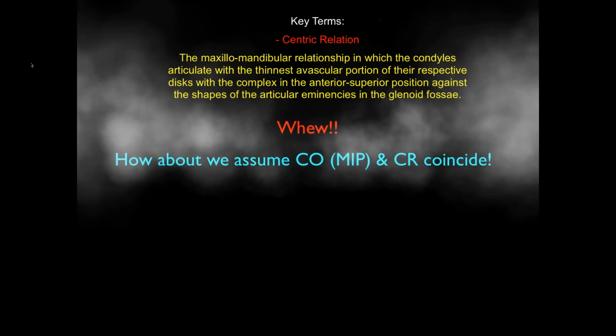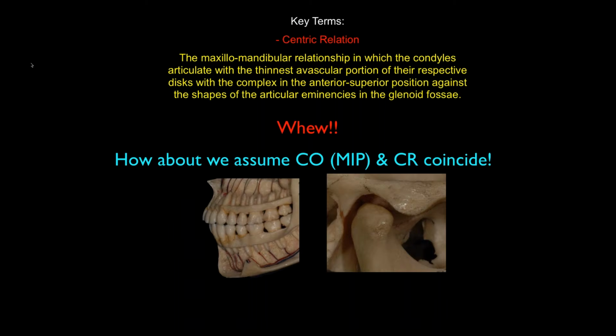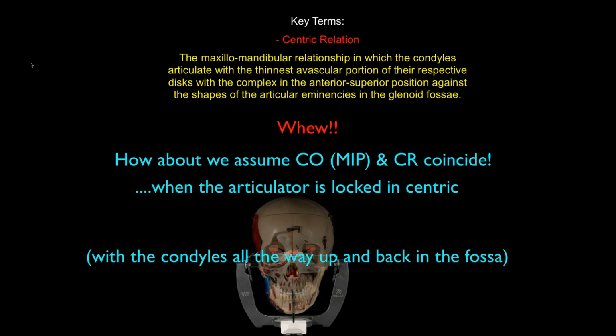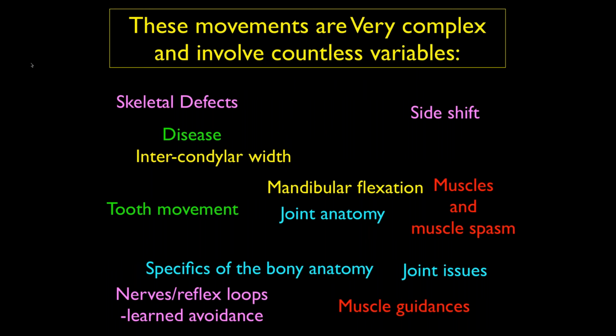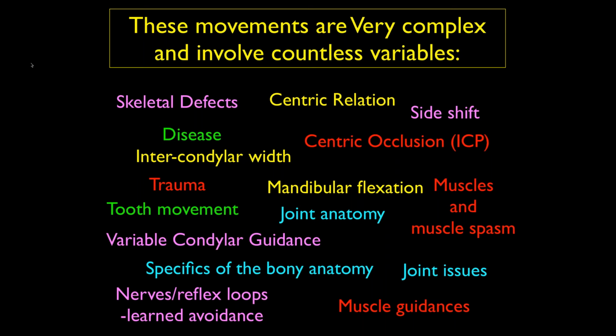Okay. So for me, I feel like we should be able to assume that centric occlusion or MIP and centric relation coincide, so that when the articulator is locked in centric, the condyles are up and back, that's what we call centric. And it's usually in the patient more of an acquired centric. It's a place where they've become comfortable, where the teeth fit well, the joint's comfortable. And a lot of times in the actual patient, the position of the condyle is not actually up and back. But for us, that's an argument that we don't need to get involved with. Okay, we're going to assume that when the articulator is locked and when the patient's in centric occlusion, MIP, that's what we're going to call centric. Okay, centric occlusion for the most part.